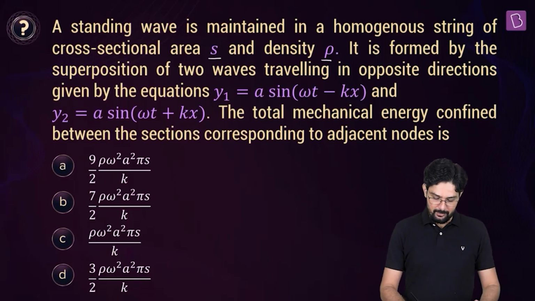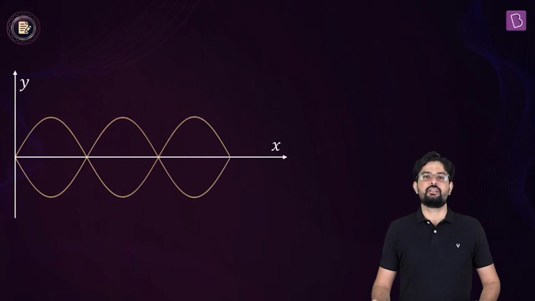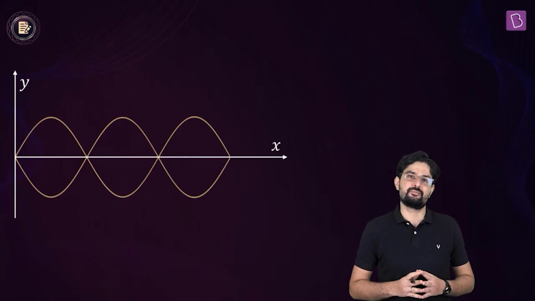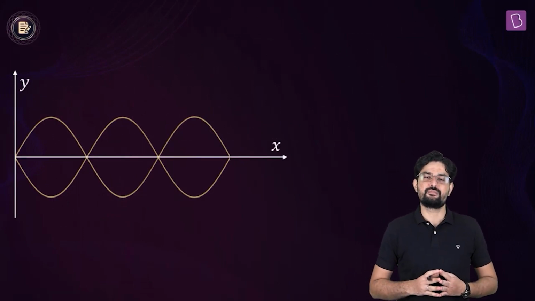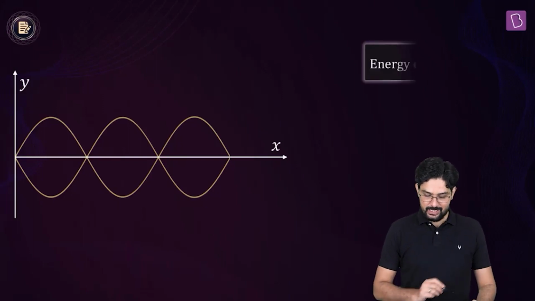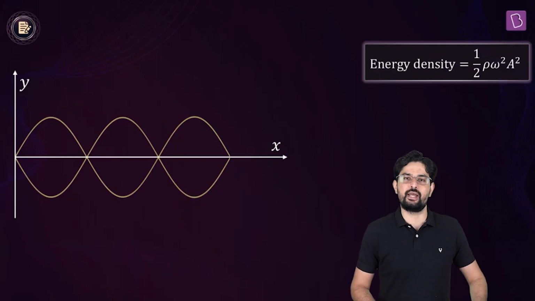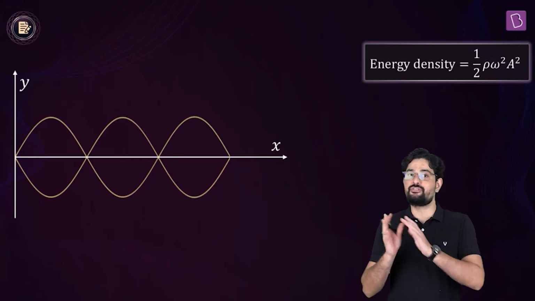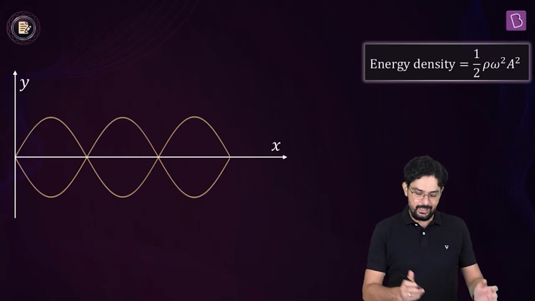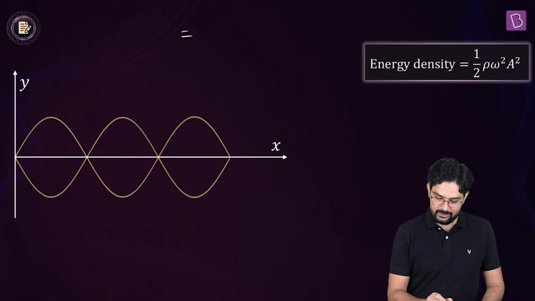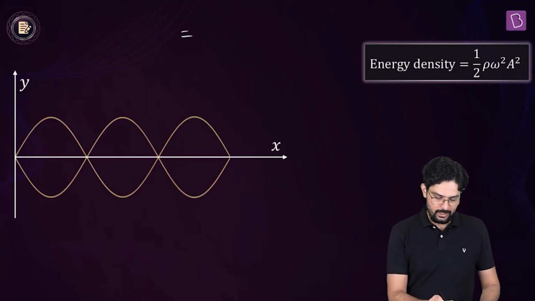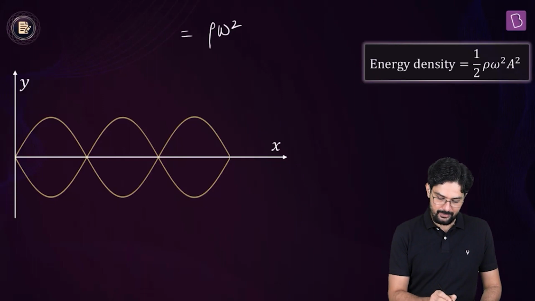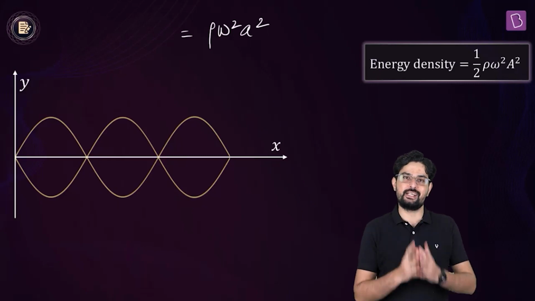Now we will find out the total mechanical energy by using the mechanical energy density carried by each wave. So we know that the energy density is given by half ρω²a². So this energy density will be carried by wave 1 and wave 2, right? So we can tell that the total energy density due to both the waves is going to be 2 times this. And this is going to be ρω²a², where the amplitude is small a. So this is the total energy density.